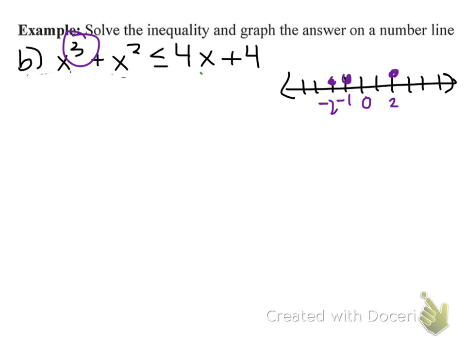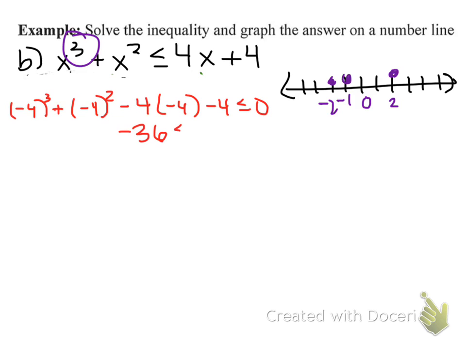Alright, so to test to the left of negative 2, you could do any value bigger. I just picked negative 4, so I'm going to do negative 4 cubed plus a negative 4 squared minus negative 4 times negative 4 minus 4. So if you type this all in the calculator, for the sake of time to keep this moving, you get negative 36 is less than or equal to 0, which is true. So I know everything over here is true.